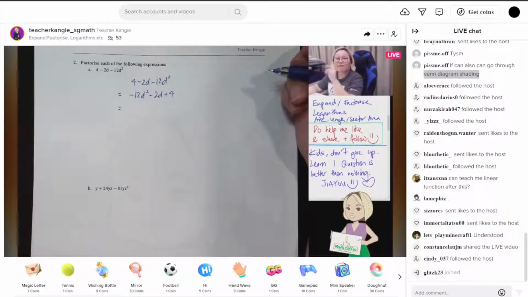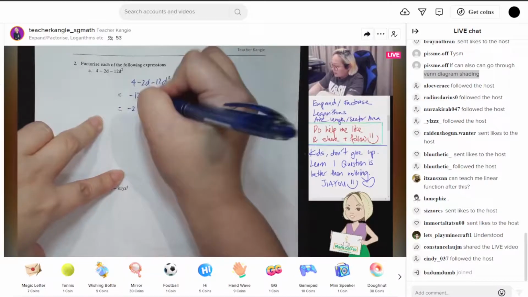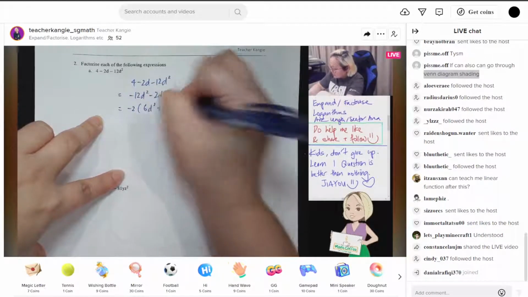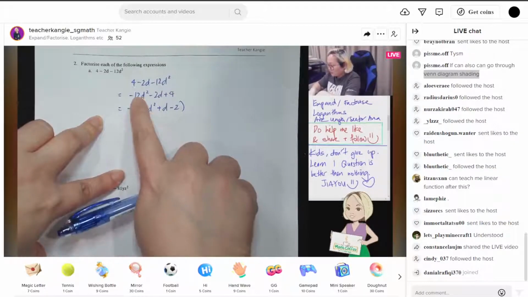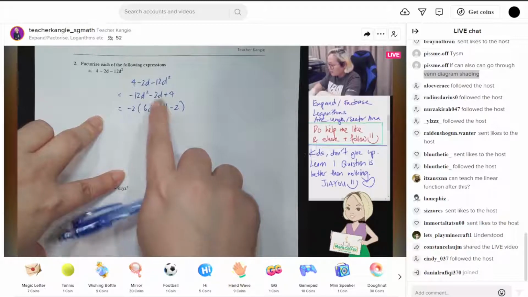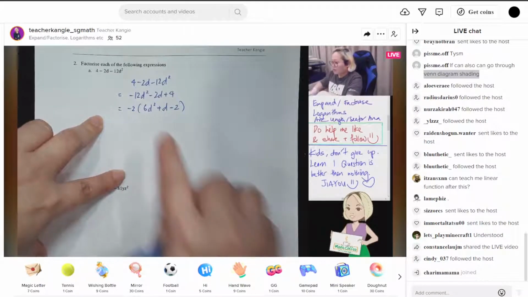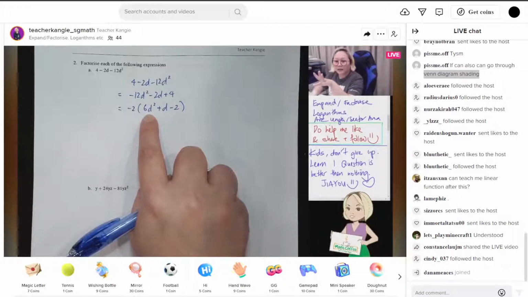So I'm going to take out negative 2. I will be left with 6d squared plus d minus 2. Always check. Negative 2 times 6, negative 12. Negative 2 times 1, negative 2. Negative 2 times negative 2, positive 4. Okay? So you see, I take out negative 2. I didn't just take out 2, because I don't want my first term to be negative.